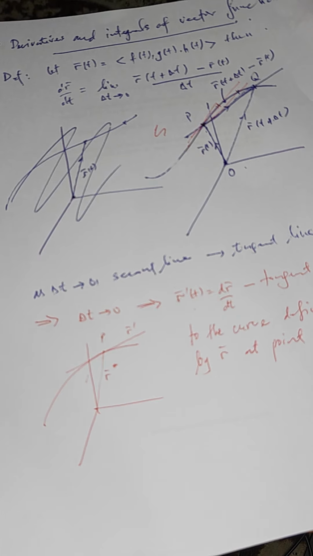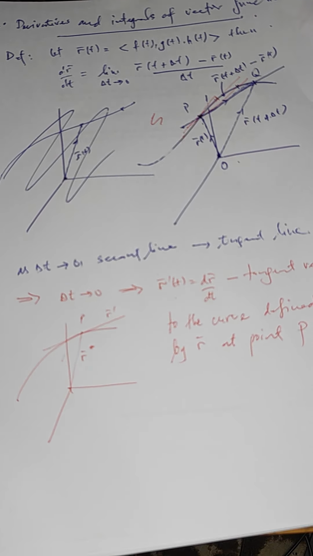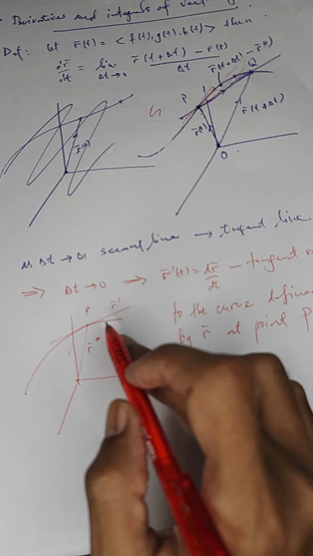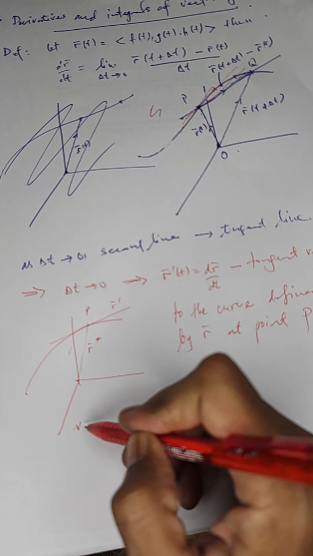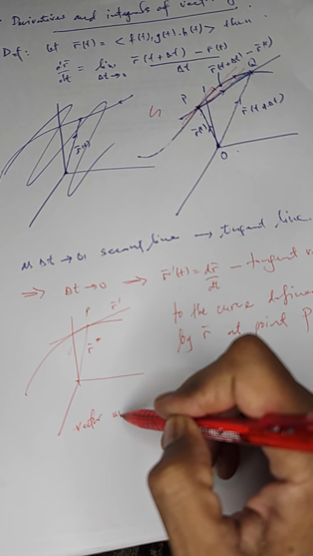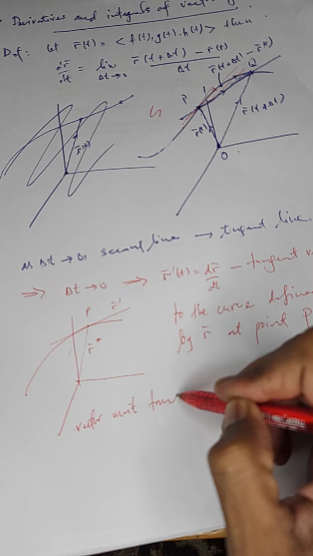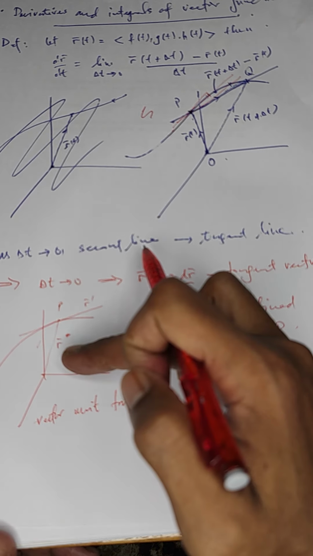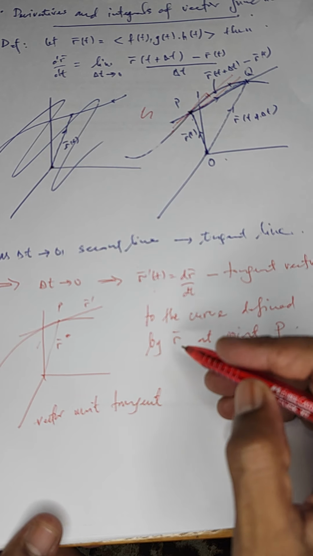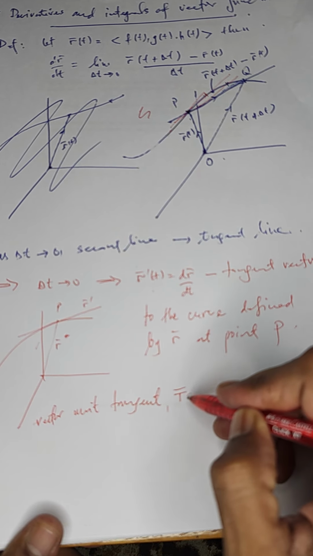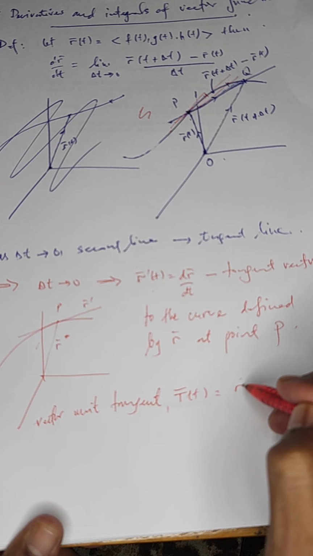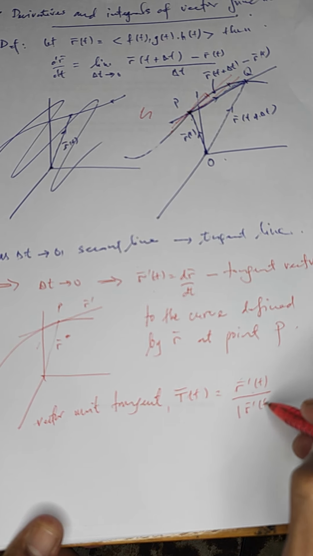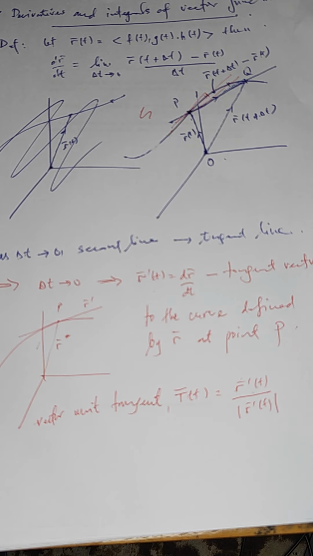And for the unit tangent vector, we denote that as T. It is given as r prime(t) over the magnitude of r prime(t). That is the unit tangent vector.